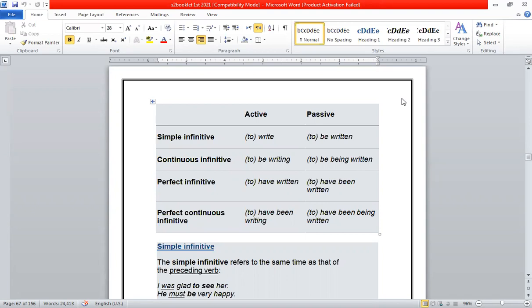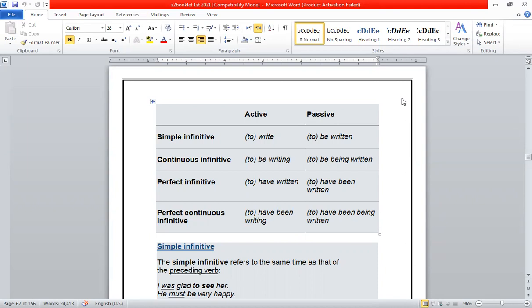When we use "to" or without "to". Sometimes we say "write". Write is an infinitive. Eat, play, and so on. Or we say to eat, to write, to play. Infinitive without "to". This is the simple infinitive. How to make it passive? Passive: to be written. So she wanted to write the letter, or she wanted the letter to be written. So this is the simple infinitive.